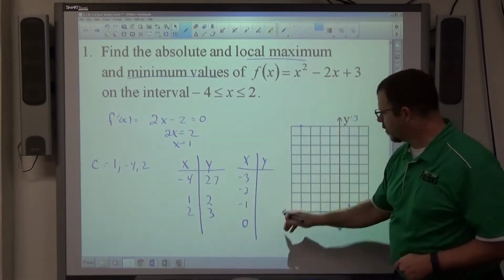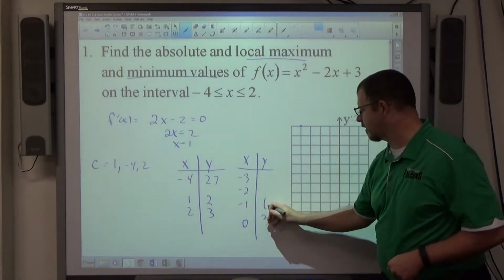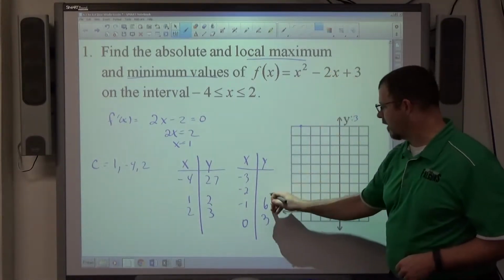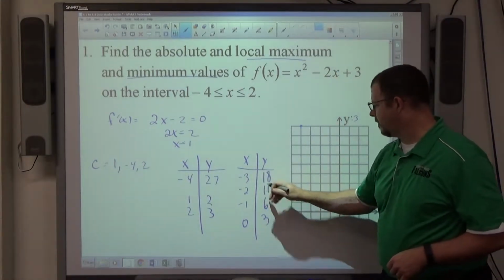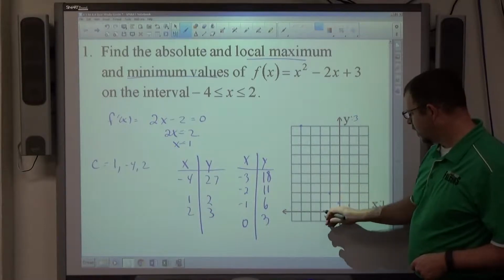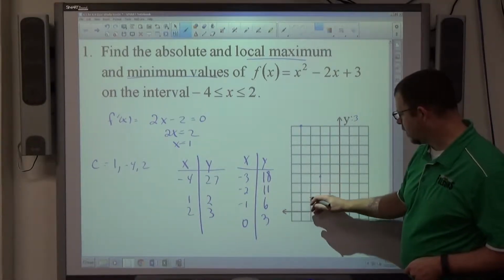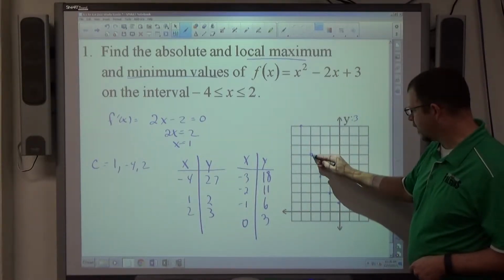0 minus 0 plus 3 is 3. 1 plus 2 is 3, plus 3 is 6. 4 plus 4 is 8, plus 3 is 11. 9 plus 6 is 15, plus 3 is 18. So 0, 3; -1, 6; -2, 11; and -3, 18. So it creates that picture there.